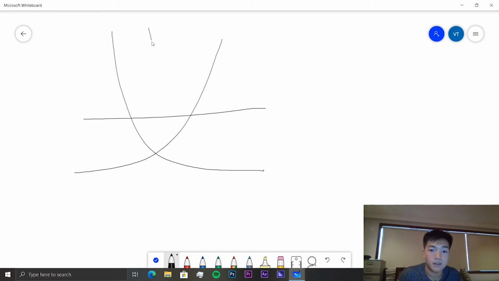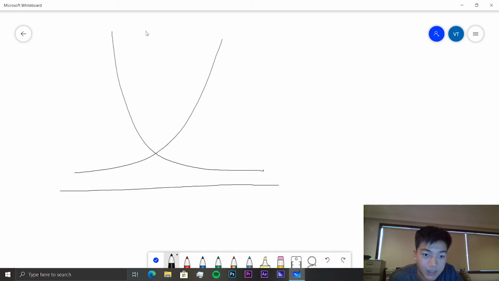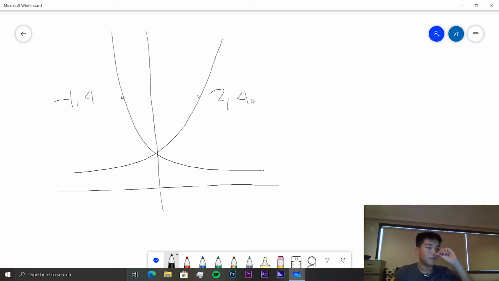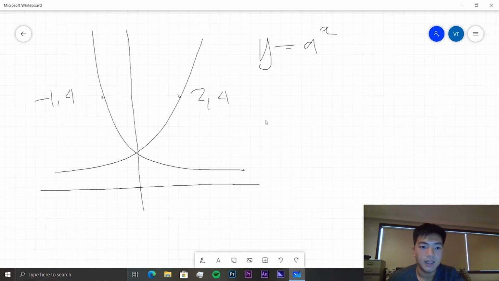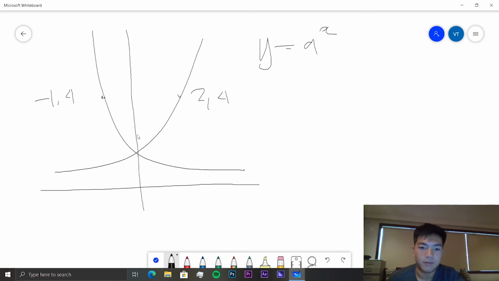These two over here. Of course, the x-axis is below this line. On this one, this is the point (-1, 4), and on this point we have (2, 4), and we need to find the value of a, because these are all exponential functions of y = a^x. So in order to find a, let's look at this first one. We have 4 = a^2, so we simply have a = 2. So this one is y = 2^x.